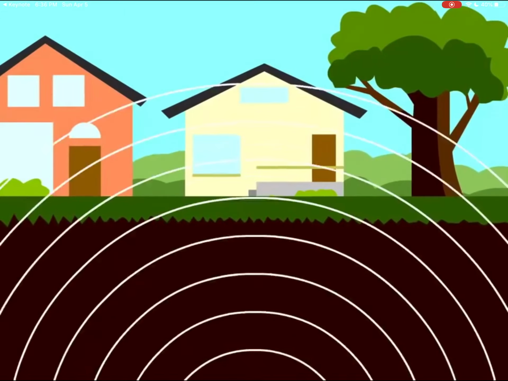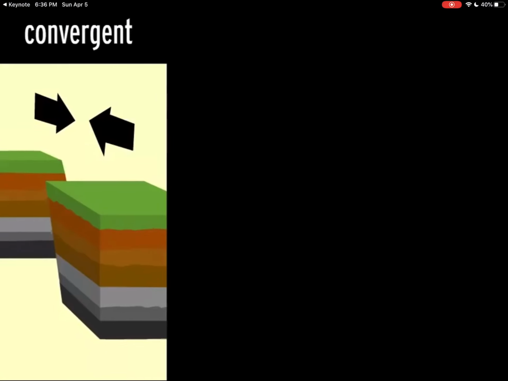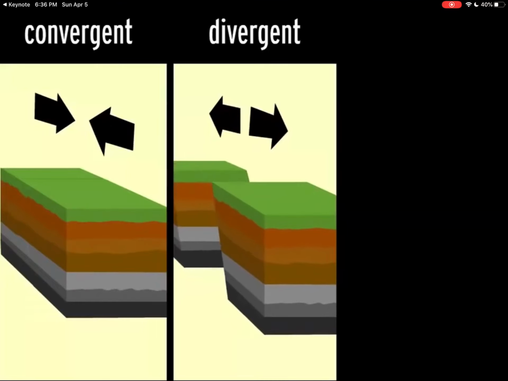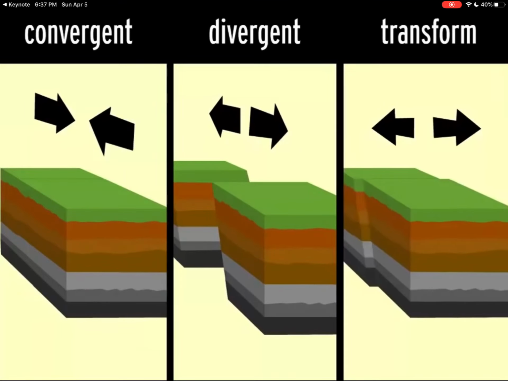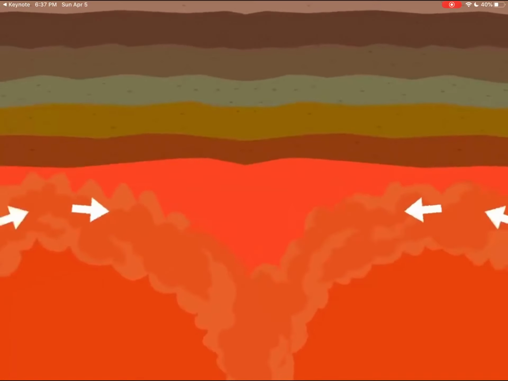But we do sometimes feel it. Yep, I'm talking about earthquakes. Seismic activity is greatest along plate borders. At convergent boundaries, two plates collide. At divergent boundaries, they pull apart. And at transform boundaries, they slide past each other.